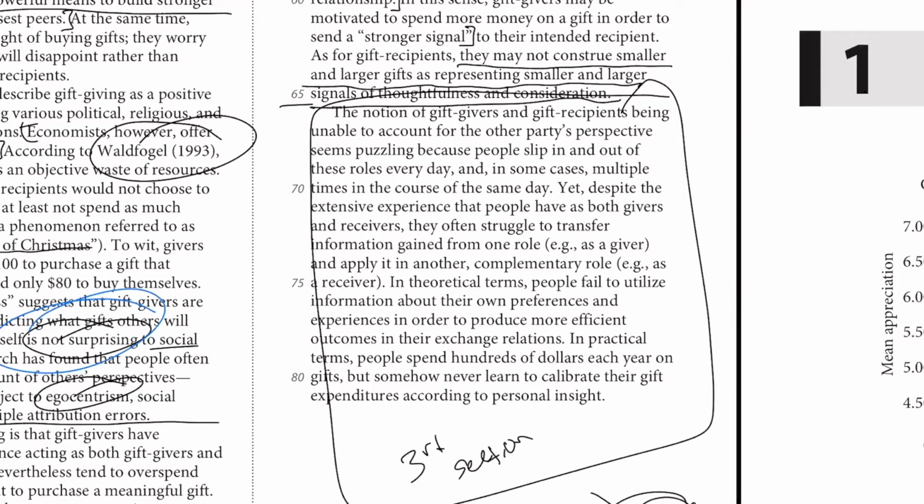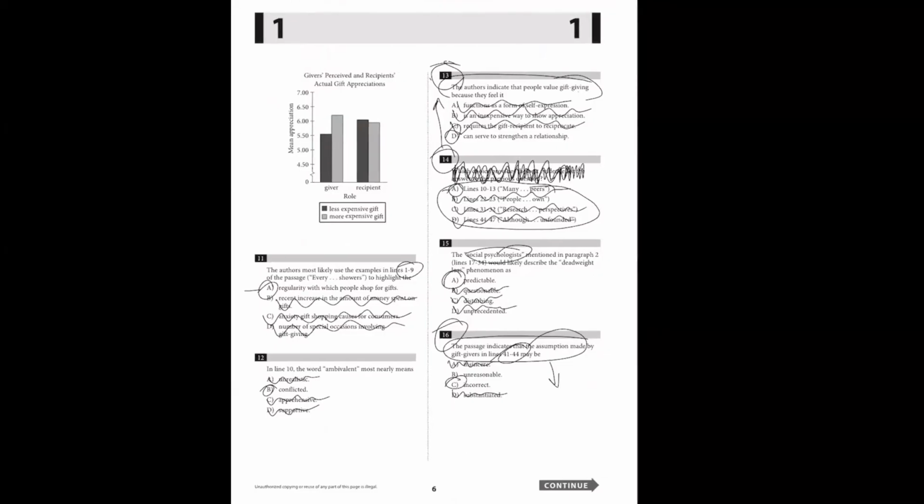Yet, despite the extensive experience that people have as both gifters and receivers, they often struggle to transfer information gained from one role as a giver and apply it into another role, a complementary role as a receiver. In theoretical terms, people fail to utilize information about their own preferences and experiences in order to produce more efficient outcomes in their exchange relations. So he's saying that gift givers fail to take into account other people's perspectives. In practical terms, people spend hundreds of dollars each year on gifts, but somehow never learn to calibrate their gift expenditures according to personal insight. Right. So I'd say it's a pretty good passage.